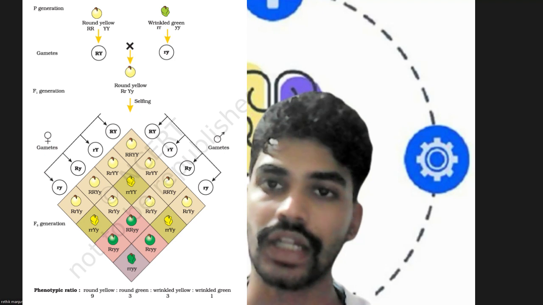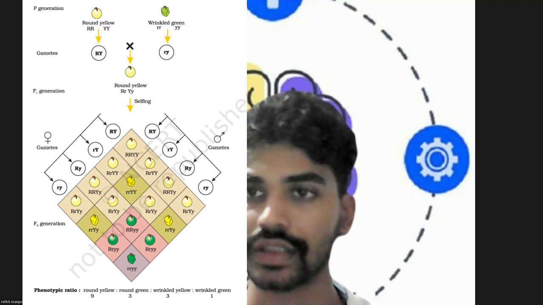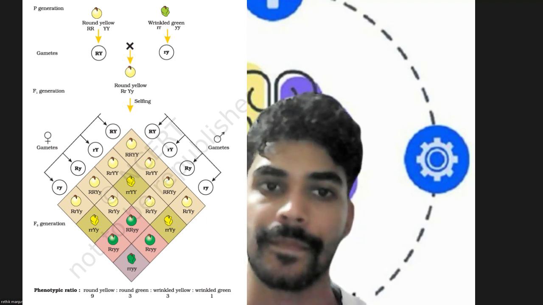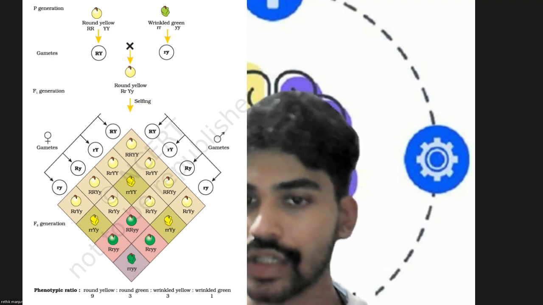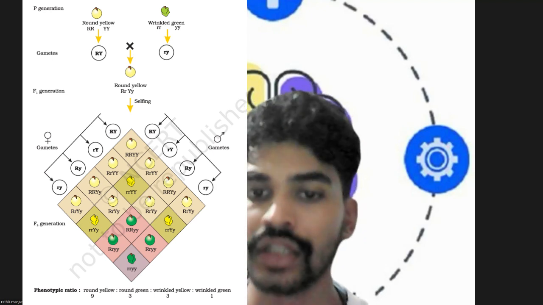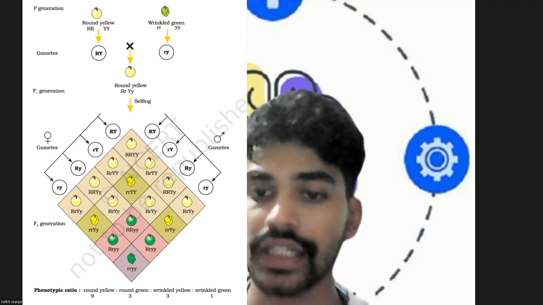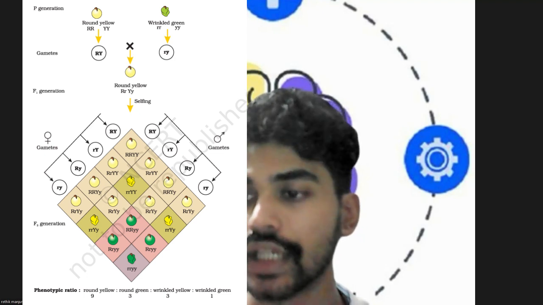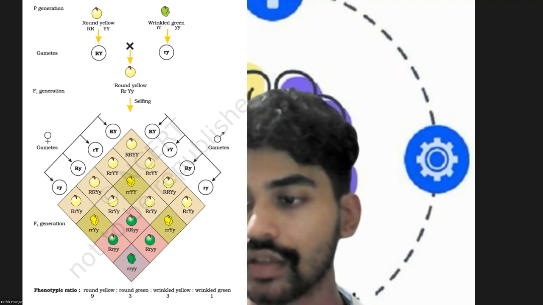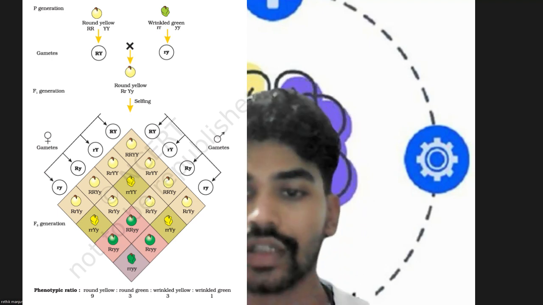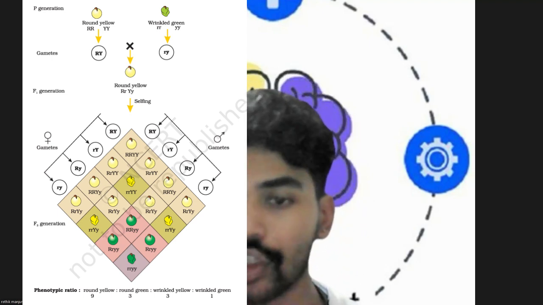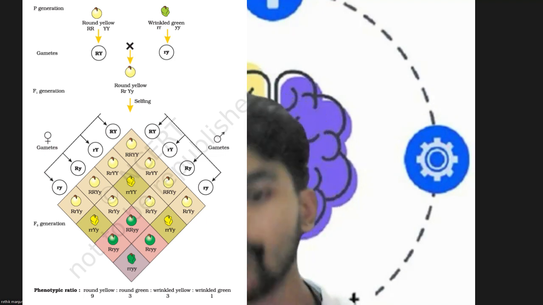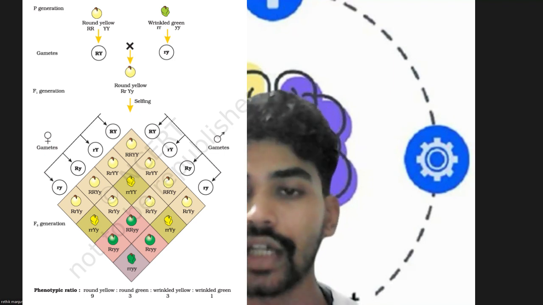So now, once it has been done, the crossing will result in the phenotypic ratio of 9 is to 3 is to 3 is to 1. So what would be the phenotypic ratio here? 9 is to 3 is to 3 is to 1. So what would be the genotypic ratio? Nothing different, because all these are different now. So again, it will be 9 is to 3 is to 3 is to 1 only. So this is the law of independent assortment.